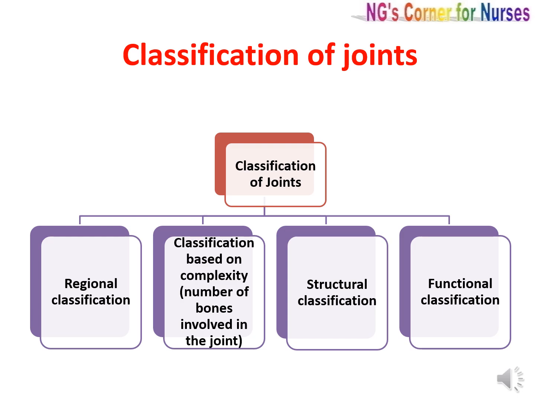Next, coming to the classification of joints. We can classify joints in different aspects like regional classification, classification based on complexity of the joint, or biomechanical classification, which depends on the number of bones involved in the joint. Next is structural classification, which is based on the structures, and next one is the functional classification, that is, joints are classified as per their functions.